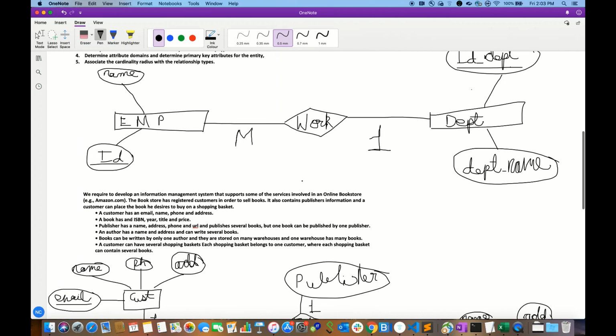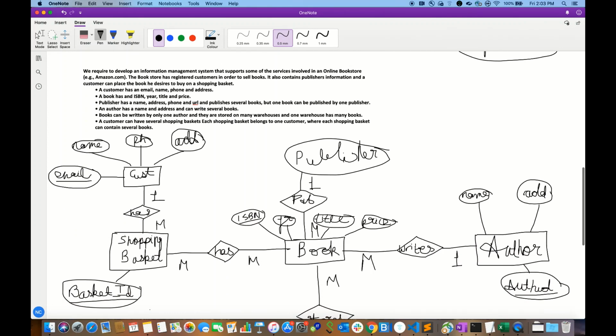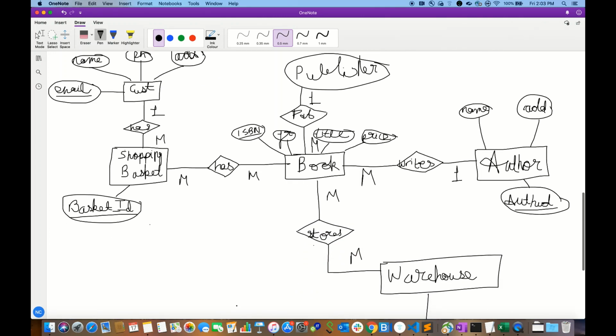My next video will be going to convert this conceptual design to the logical design. That will be a normalized form of the ER diagram. So this is called the ER diagram.